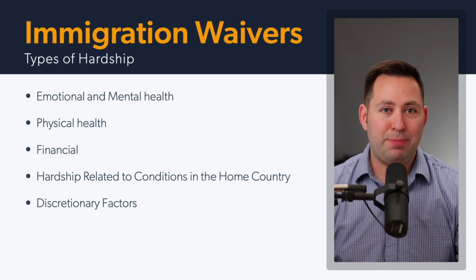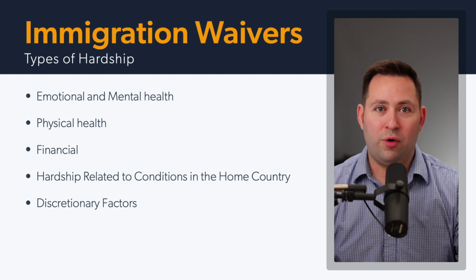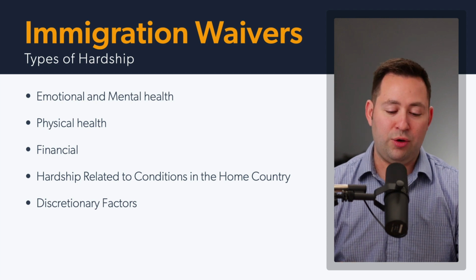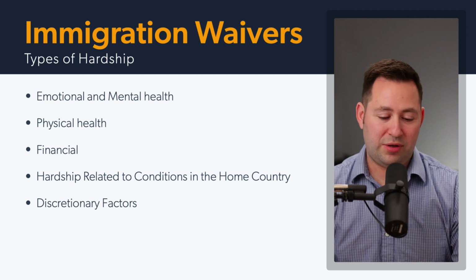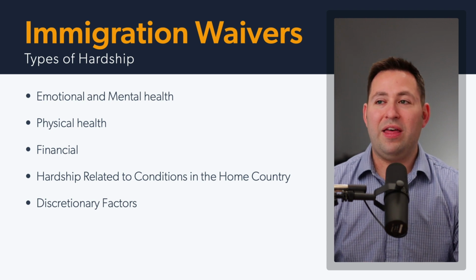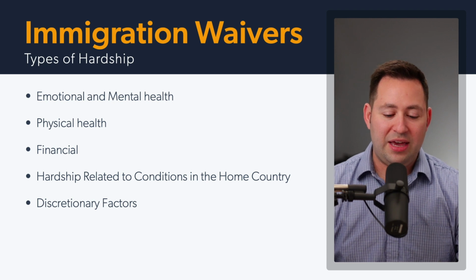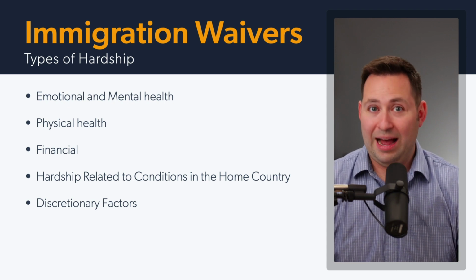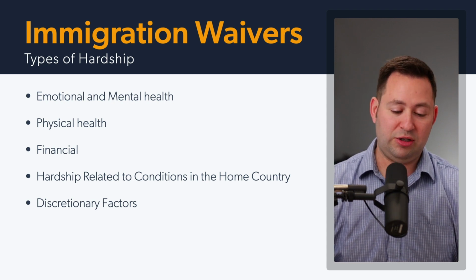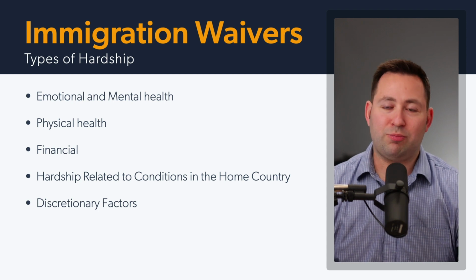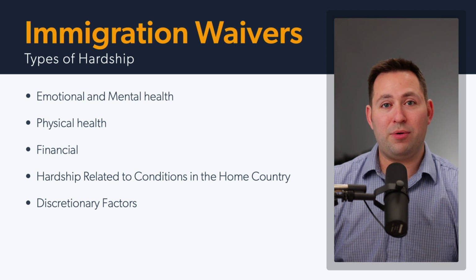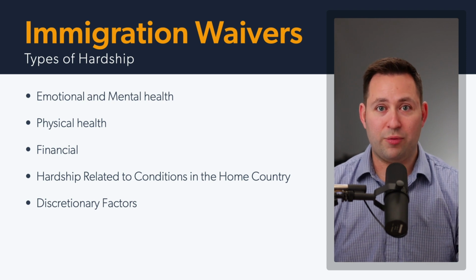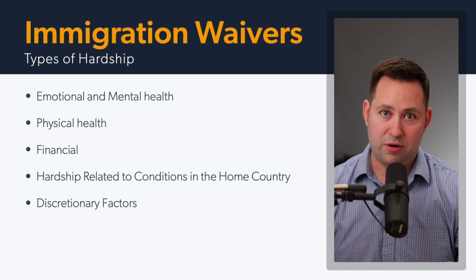Well, typically the kinds of hardship that we look for when we sit down and interview you, we talk to you about your emotional and mental health. We talk to you about any physical health issues. We talk to you about the financial well-being of the family if part of the income is suddenly absent from your family life because of a deportation. We talk about hardship related to conditions in the home country. For example, if the immigrant family member is removed to their country, do they run the risk of being harmed or persecuted in their home country?